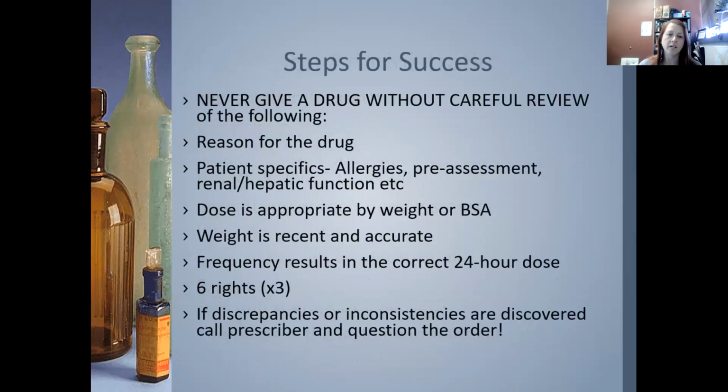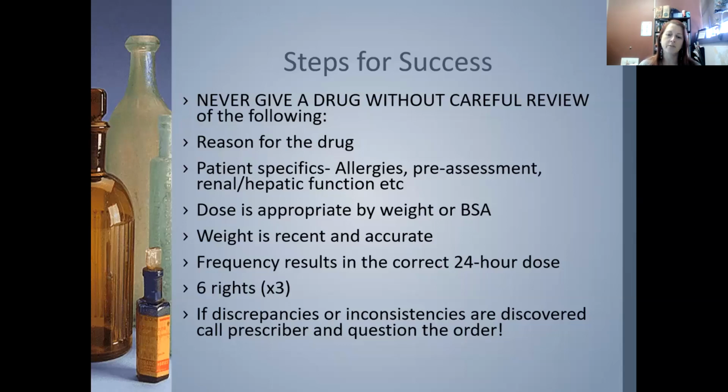Make sure that you follow your rights of medication administration, thinking about why are we giving this drug? Is it the right reason? Have you checked your allergies, your assessment, think about your renal hepatic function, risk for side effects. The right weight has been recorded for your patient, that it's recent and accurate. Your highs and lows, is it within the safe ranges for your patient? I know I have 6 rights on there. I think we're up to 8. You're doing all your right medication, right time, right dose, right route, right patient, right reason. All of your rights of medication administration need to be checked.